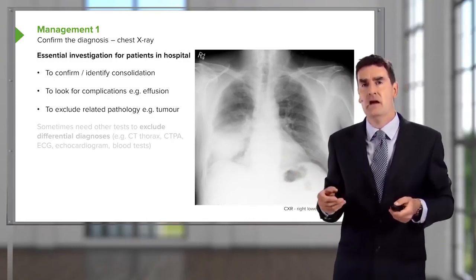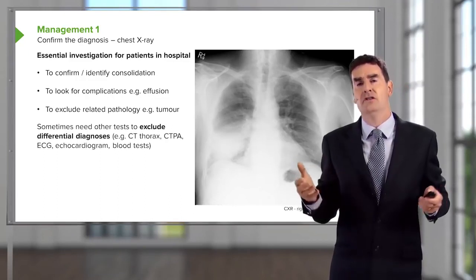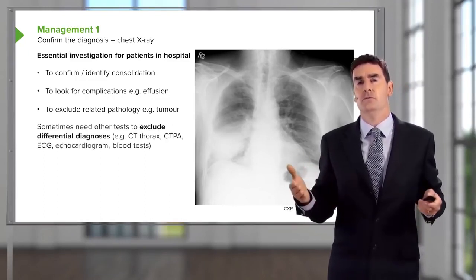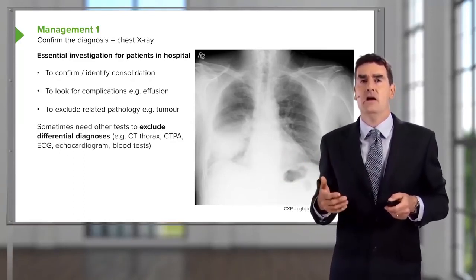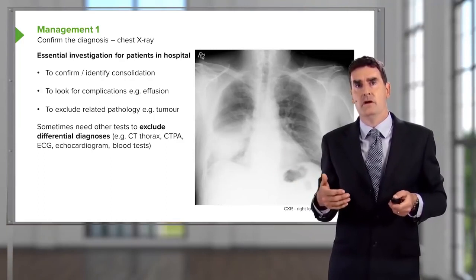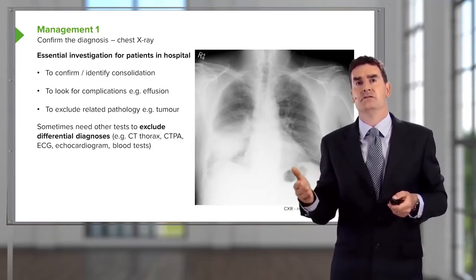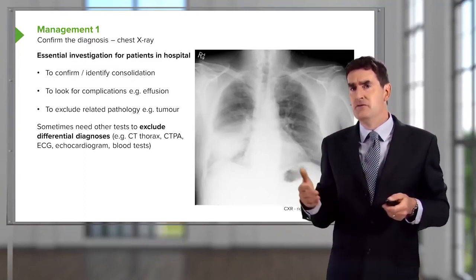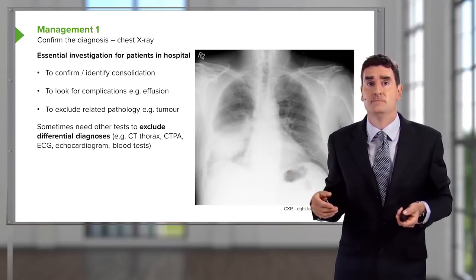So a chest x-ray might help identify patients who have coexistent pathology which is relevant, such as a lung cancer. And also, it will help confirm that there isn't another diagnosis present and that you've been fooled and this is not pneumonia. For example, pulmonary edema, etc. Sometimes you might need to do more extensive radiological investigations, such as a CT-thorax or a CT pulmonary angiogram, but that's unusual. And if you're really worried about heart disease, then you're going to need to do an ECG and echocardiogram.